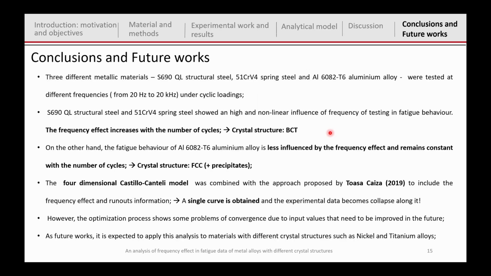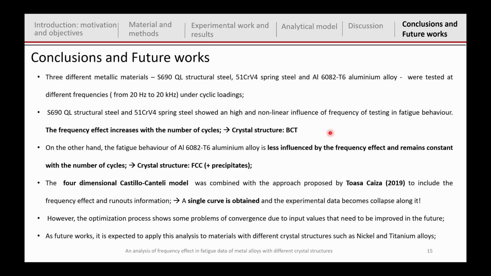So the conclusions. We tested 3 different materials with different crystal structures. We observed that for a BCT crystal structure, we have a frequency effect that increases with the number of cycles. And on the other hand, for the material with the FCC structure, due to the precipitates, we also have a frequency effect, however, it is less visible and remains constant with the number of cycles. And we also conclude that the 4-dimensional Castillo-Canteli model works very well to account for the frequency effect.